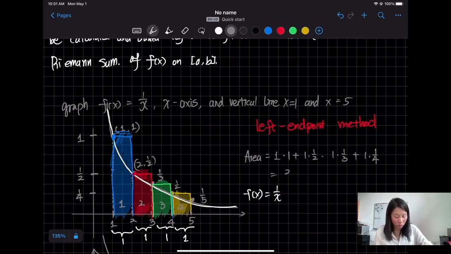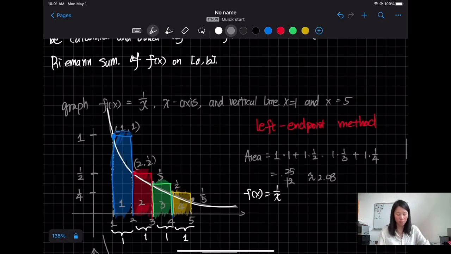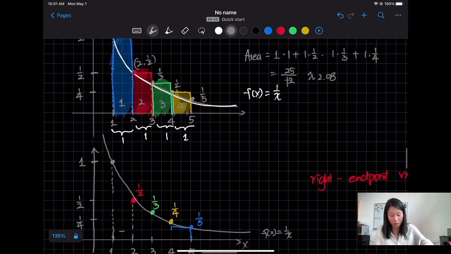Which is 25/12, approximately 2.08. Alright, so this is the left endpoint method. If we have a left endpoint method, that means we also have a right endpoint method. It's similar to what we have.